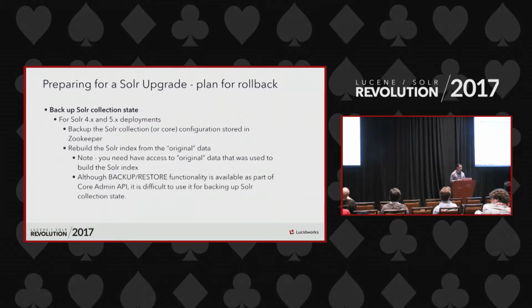But unfortunately, if you are not on Solr 6, then for Solr 4 and Solr 5 users, essentially the idea would be that you back up the collection configuration. That means you take a backup of your config set as well as your cluster state.json, because that way you can recreate the collection using exactly the same configuration that was created earlier. And then you rebuild your Solr index using the original data.